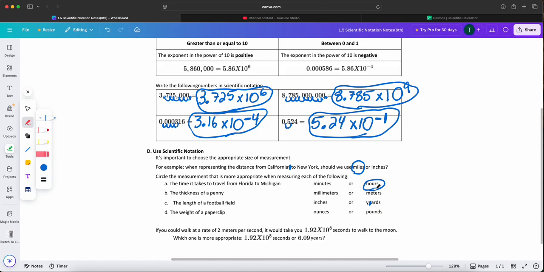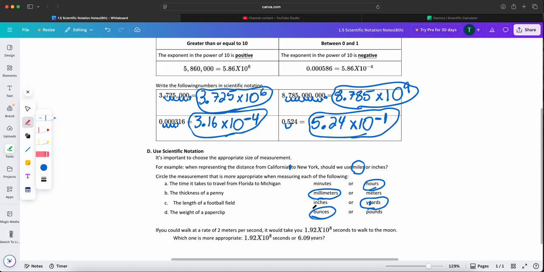The thickness of a penny. A penny is really thin, so you'd want to use millimeters. The length of a football field, it's already in yards when you look at a football field, so you'd want to use yards. The weight of a paperclip. Paperclips are really small, so you'd want to go with ounces.